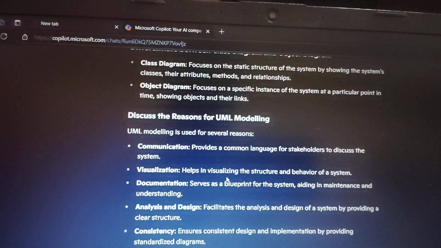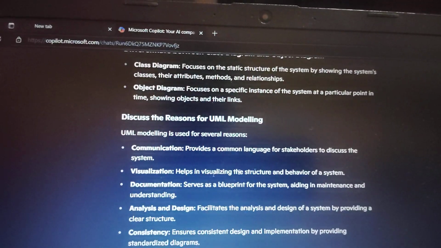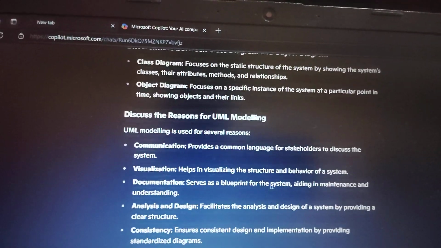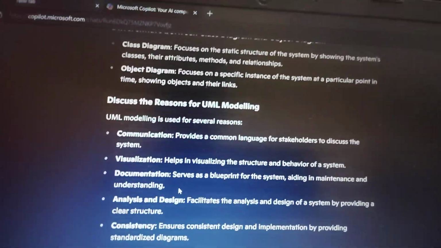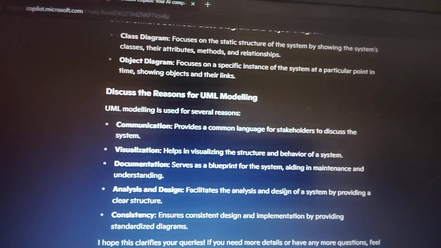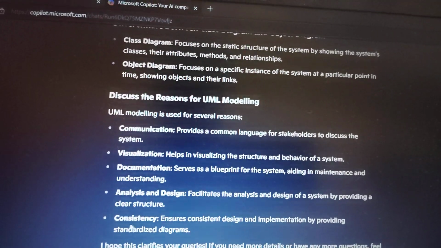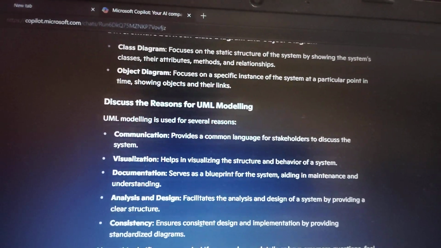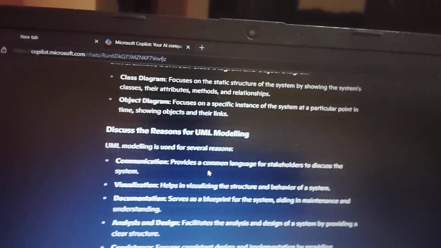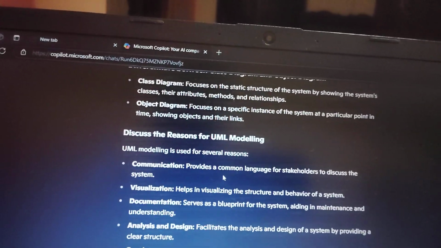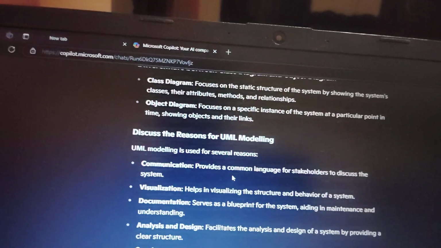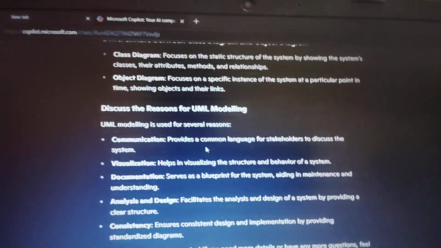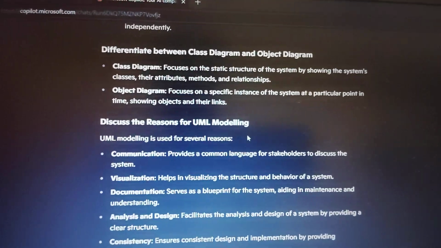Visualization helps in visualizing the structure and the behavior of a system. Documentation serves as the blueprint for the system, aiding in maintenance. Analysis and design facilitate the analysis and design of a system, providing clear structure. Consistency ensures consistent design and implementation by following standard diagrams. So we need to remember the reasons for UML modeling: communication, visualization, documentation, analysis and design, consistency. These are the reasons for UML modeling.